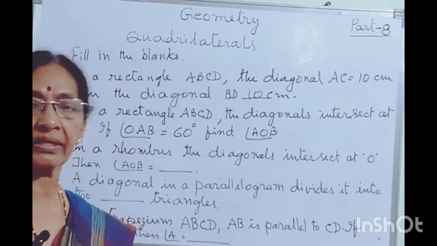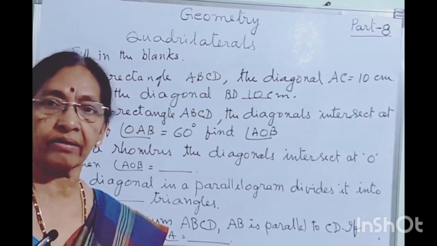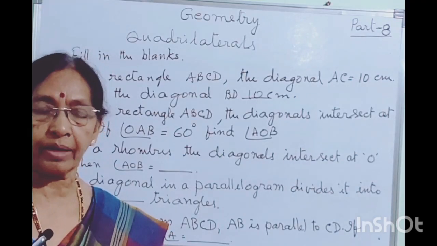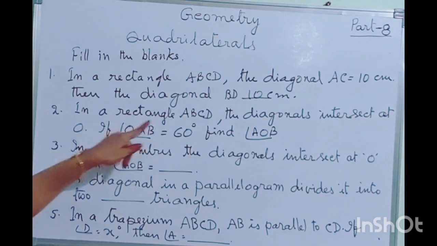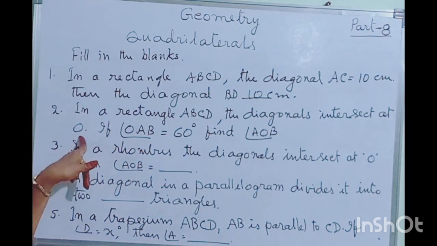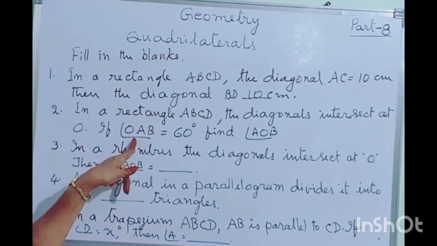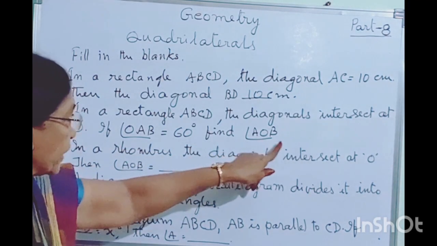The diagonals are equal in a rectangle and in a square, but they are not equal in a parallelogram or rhombus. Next one: in a rectangle ABCD, the diagonals intersect at O. If angle OAB is equal to 60 degrees, find angle AOB.